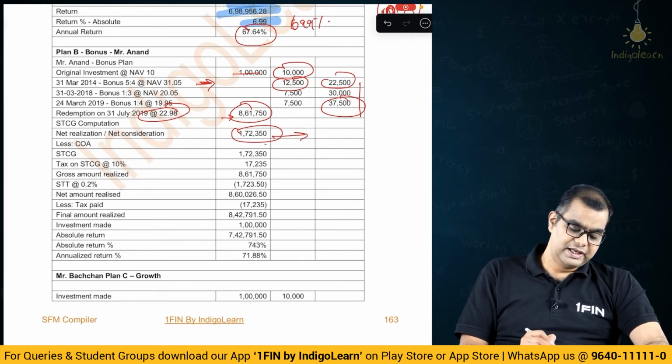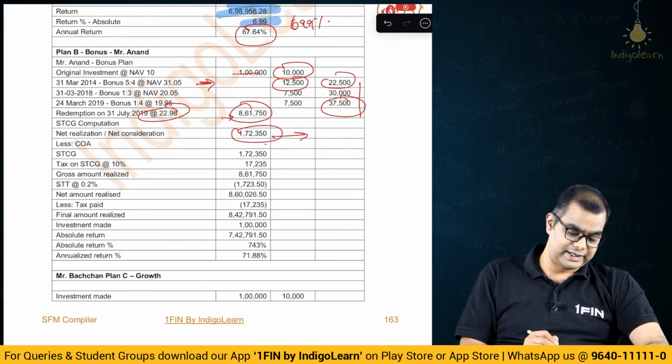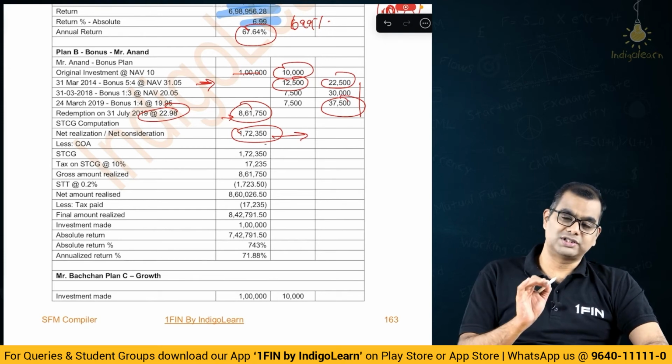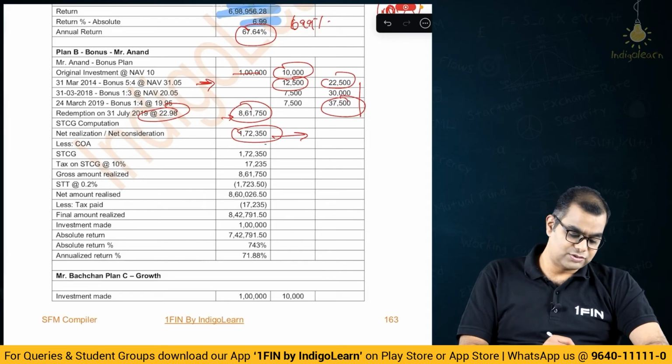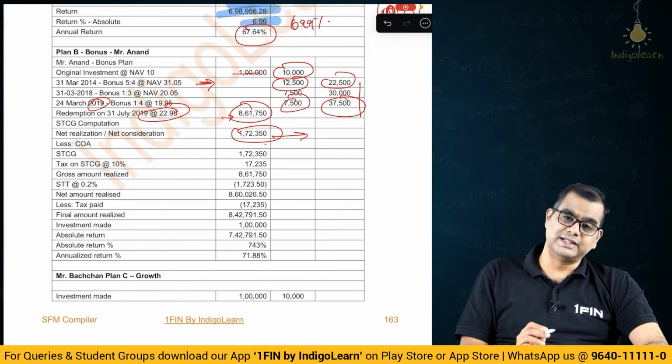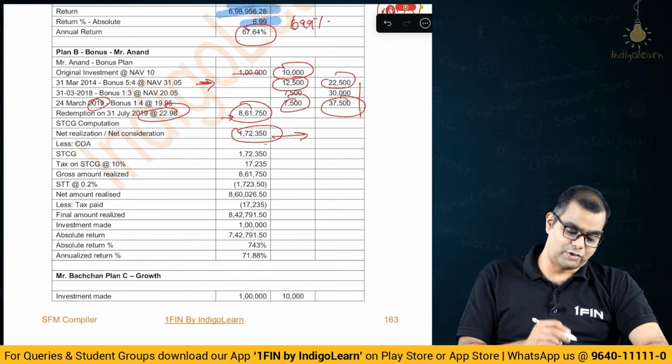Net realization is, here you are trying to find out the short term capital gain. Now, what is the short term capital gain? Short term capital gain is on the bonus that you have got. When did you get the bonus? The last bonus you got was in March 2019. How many units did you get as bonus? You got 7,500 units. These 7,500 units were allotted to you at what NAV? At an NAV of 19.95.